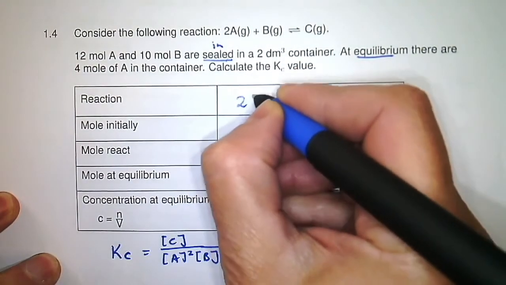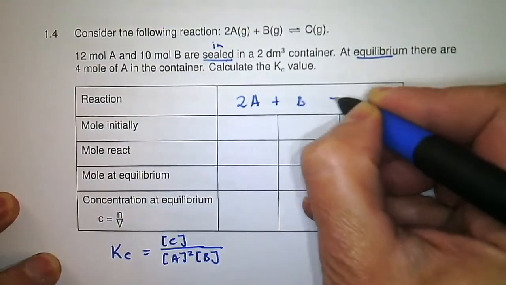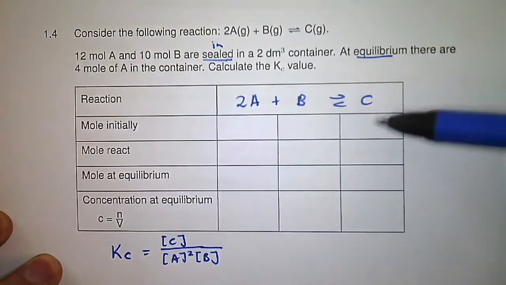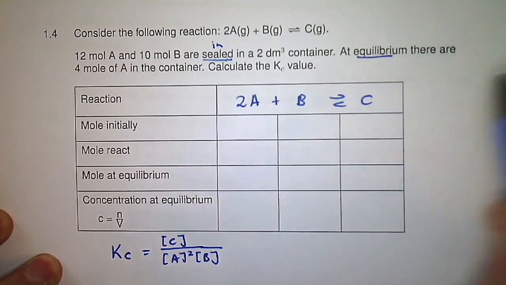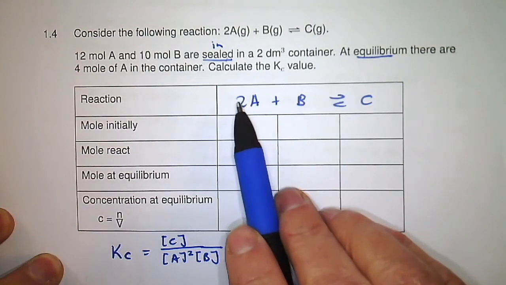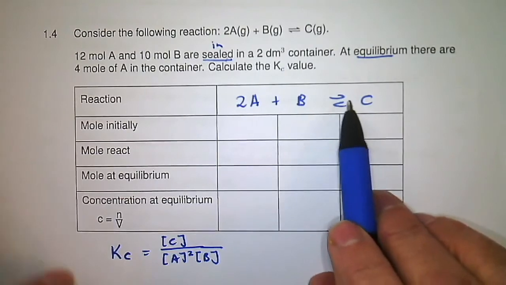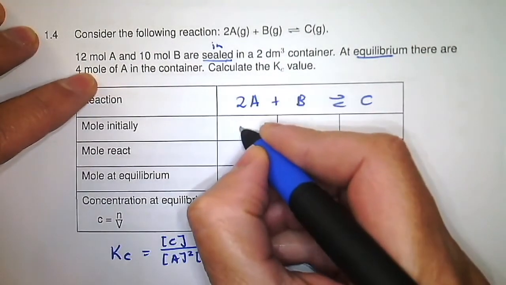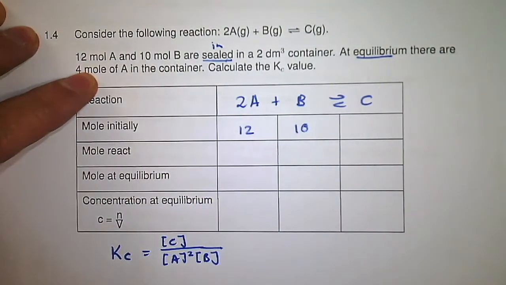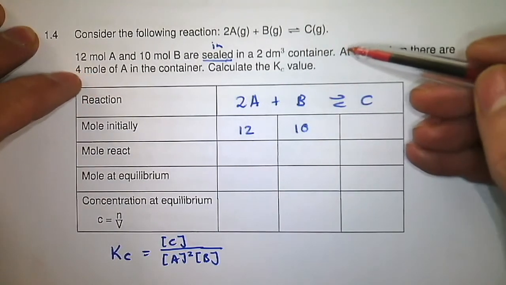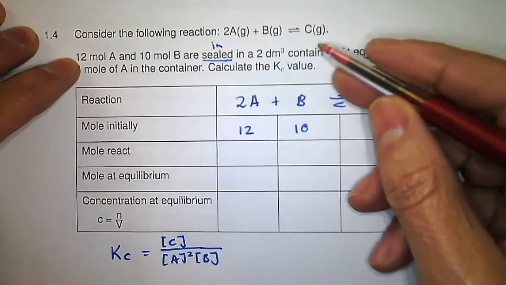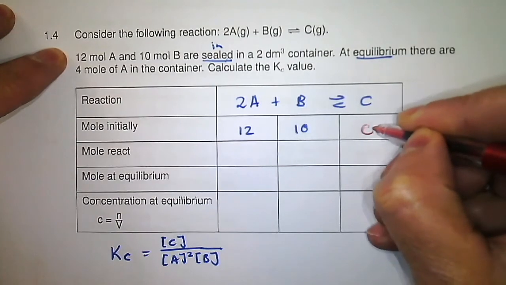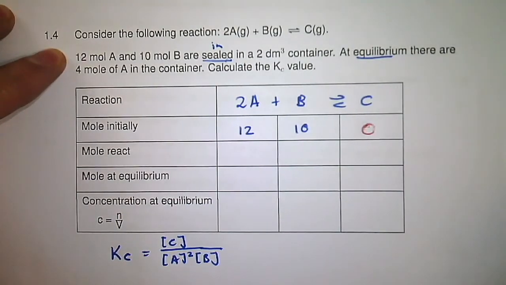Now let's take our equation, 2A plus B in equilibrium with C. Then I can keep the first column for A and B and C. And in here you will see they are reacting in the ratio 2 to 1 to 1. Now let's read again. 12 moles of A and 10 moles of B are sealed. So you've put in 12 moles of A and 10 of B. And then you have to read between the lines, because they don't say anything about C. So what can I know about C? If they only put A and B in, there is nothing of C in that container when we start, right?